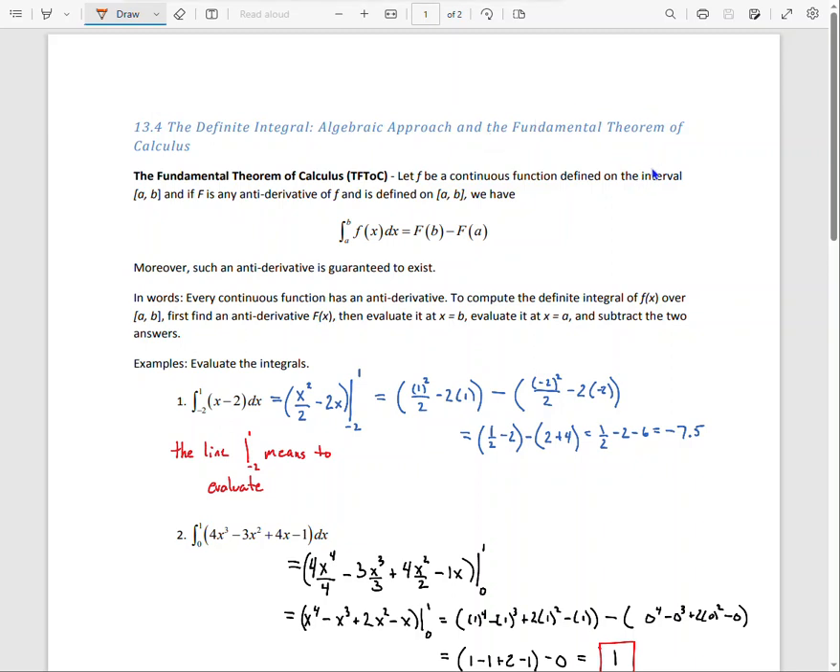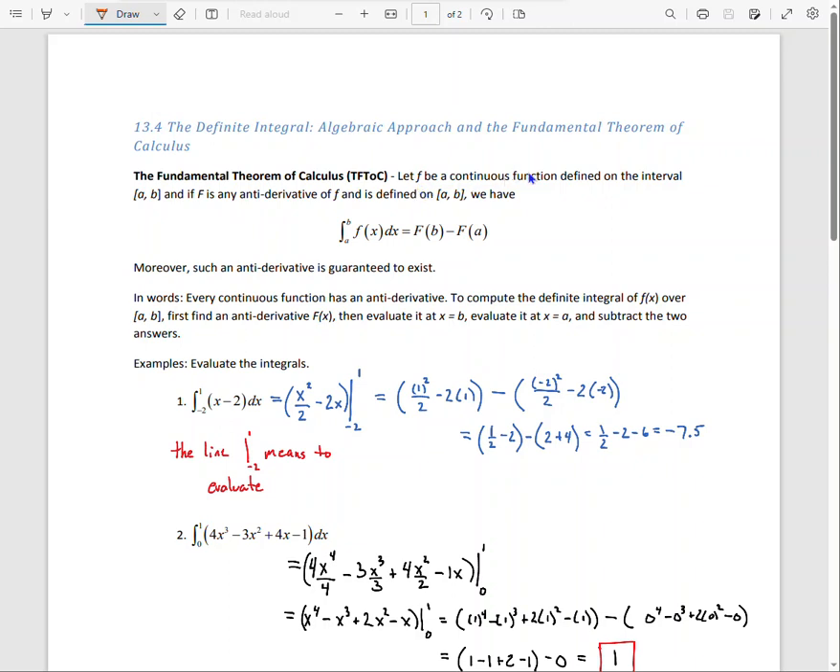All right, in this video, I'll talk about the definite integral, section 13.4, the algebraic approach, and the fundamental theorem of calculus. If something ever has a title like this, fundamental theorem of, it's important. All right, so this really matters. So the fundamental theorem of calculus. No, don't worry, I won't actually do that ever again.